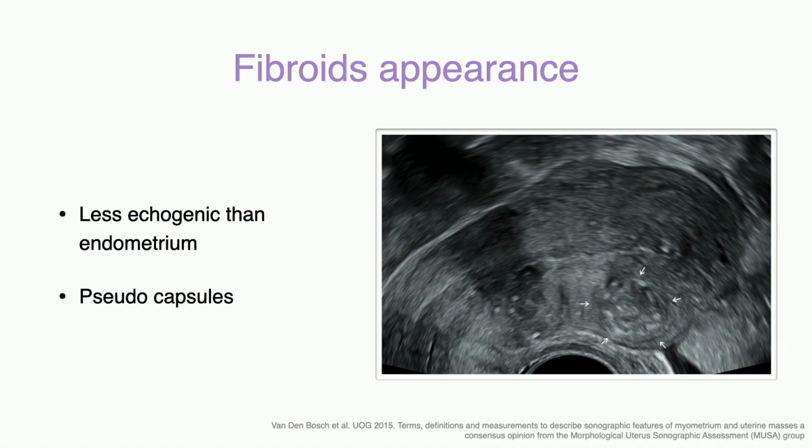Another very common cause for abnormal uterine bleeding are fibroids or so-called myomas. On this image, we see an anteverted uterus with two fibroids in the anterior uterine wall. Myomas usually appear less echogenic than the endometrium and form so-called pseudocapsules. These pseudocapsules are formed of compressed surrounding myometrium. In my experience, it's quite easy to see the myomas or fibroids on ultrasound. However, the true art is to know how to manage them, and here ultrasound can help.